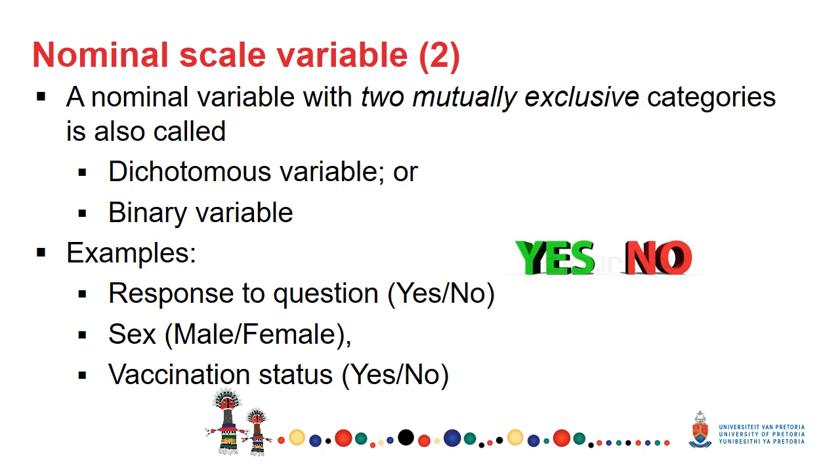Nominal variables with only two categories are called binary variables or dichotomous variables. These are very common in epidemiology. We usually write them as yes or no variables. For example, do you have the disease? Yes or no. Are you female? Yes or no, and so on. In analysis, we usually code them as 1 for yes and 0 for no.